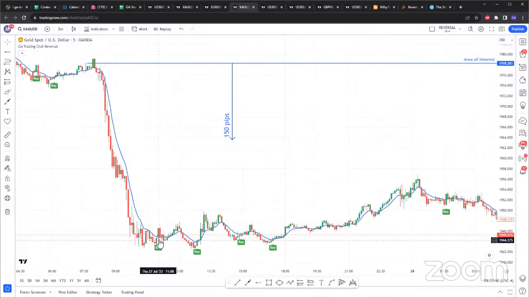Does that make sense? Yeah. Okay, so it was still a red candle. So one thing you can do here, you can come in here and mark this area as a possible area to set your pending order.